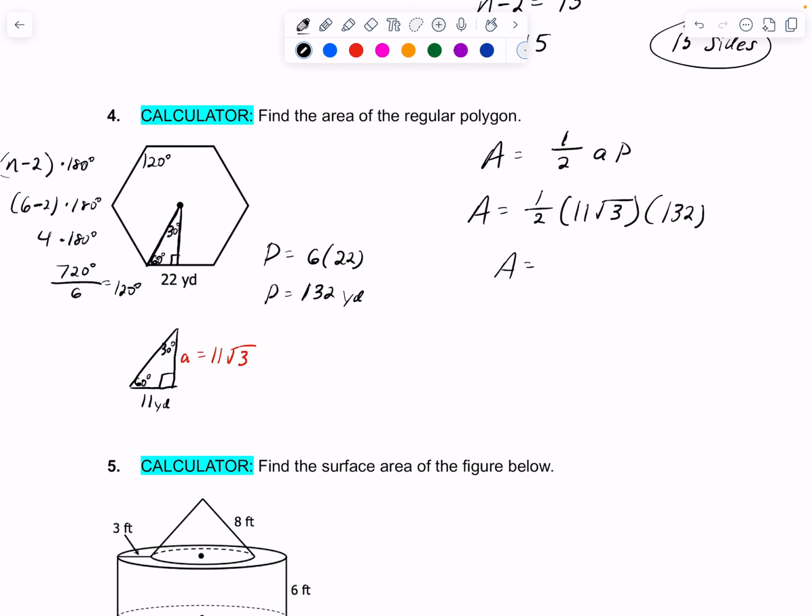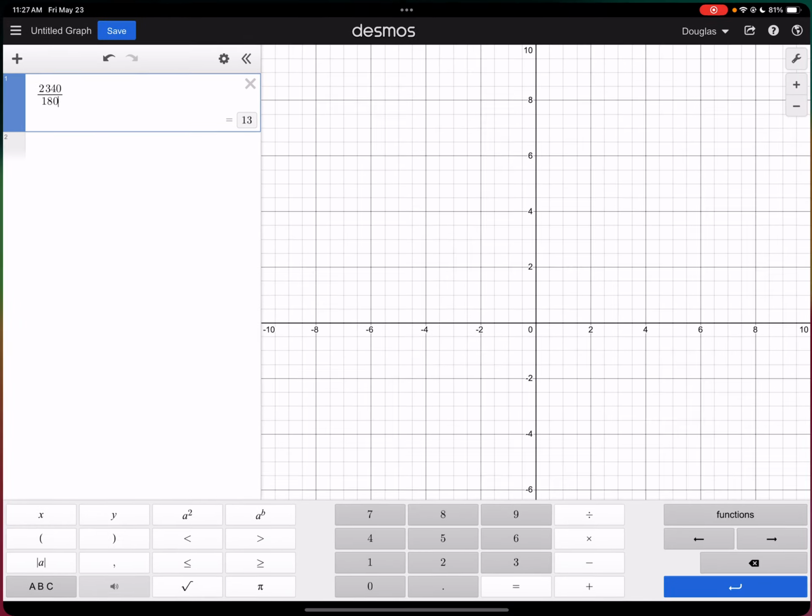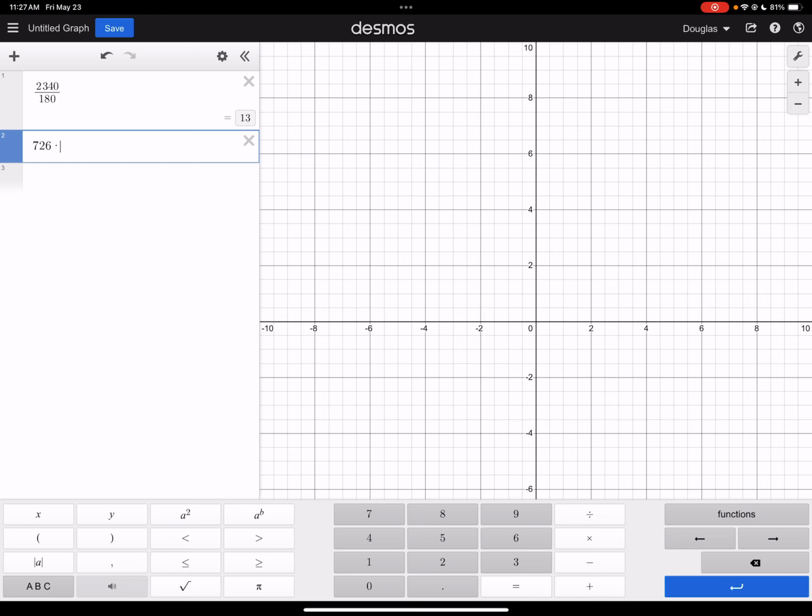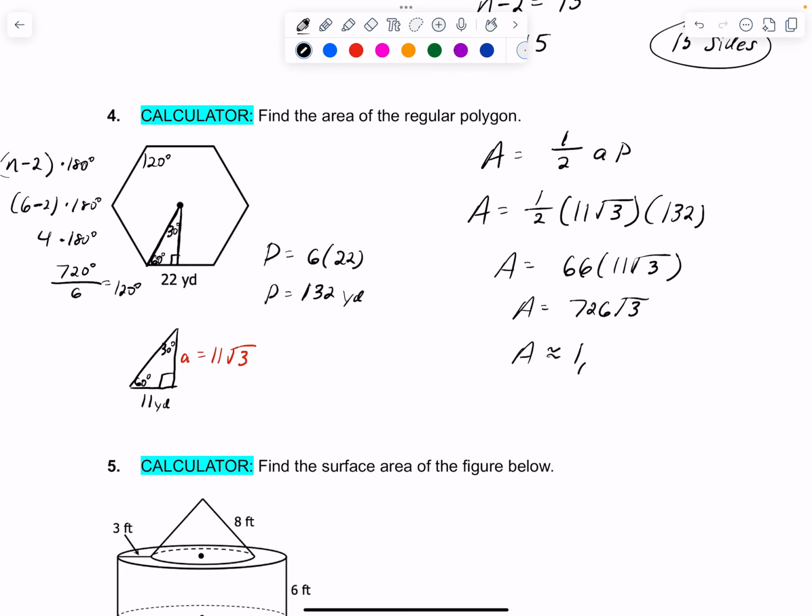So I did 132 times 1/2, so half of 132, that's going to be 66 times 11√3. And then 66 times 11, that's going to be 726 times √3, because I don't need the parentheses anymore. There we go. Then I'm going to go to the calculator to do 726 times √3. So approximately 1,257.47. We are finding the area here, so this is going to be yards squared. Okay, that's it for number 4.